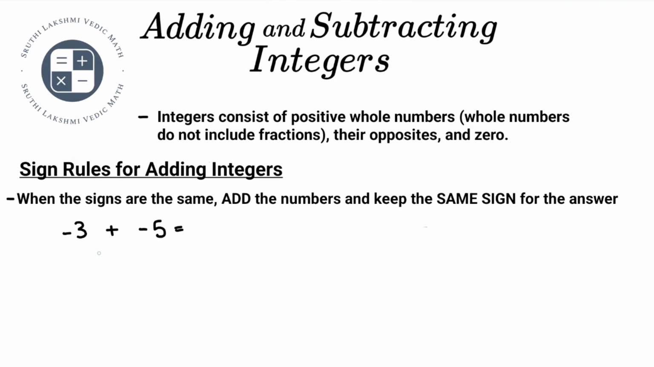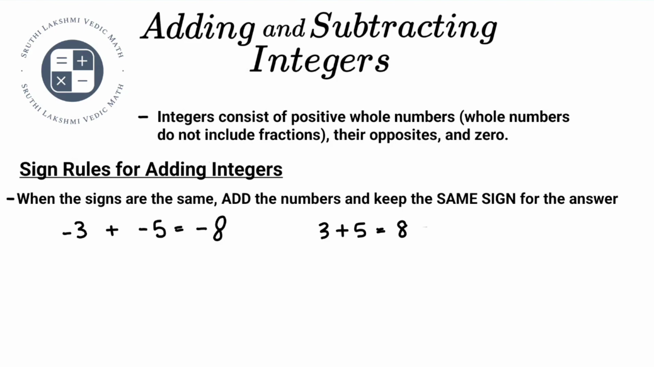Let's just say that you're adding negative 3 plus negative 5. So here the signs are the same. Both numbers that are being added are negative. So let's ignore the signs for now and just add the numbers. 3 plus 5 is 8. So now we know that we should keep the same sign for the answer, so negative 8. The same rule applies when you're adding positive numbers. So 3 plus 5 would be 8. Since both numbers are positive, the answer is positive as well.